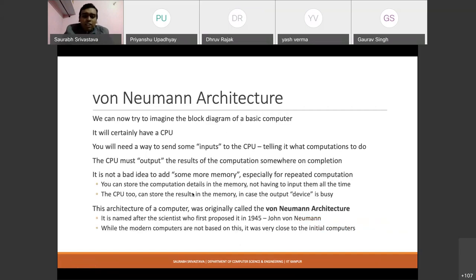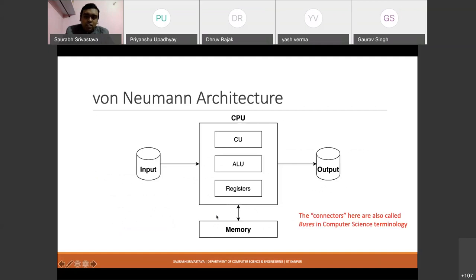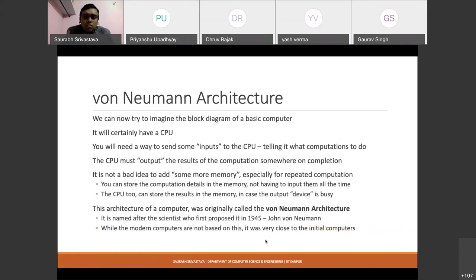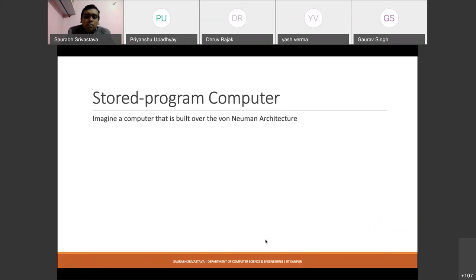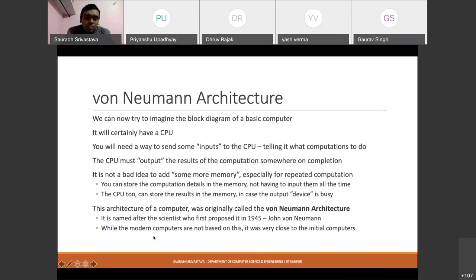So this von Neumann architecture is named after a person called John. So the memory is, this is basically your RAM. Again, it is not technically true, but at this point of time, just assume this is your RAM. This is your processor, and this is your keyboard, and this is your screen, your output device. So one way to look at it is something like this. This is the architecture of the computer. It was first proposed by John von Neumann in 1945. We don't really have computers which work on exactly the same principles, but this was very close to the initial computers that we use.